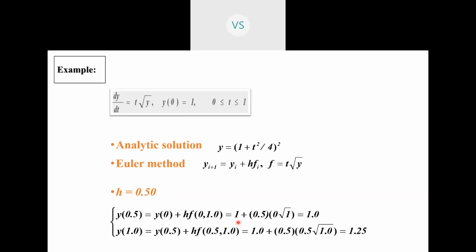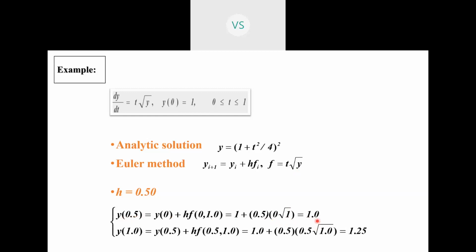You can see over here y0, the initial value of y, is 1, plus the increment h, the step size, which we have taken as 0.50, into f with t as 0 and under root y, where y is 1. So this gives 1. So when t is equal to 0.5, you get the y value as 1.